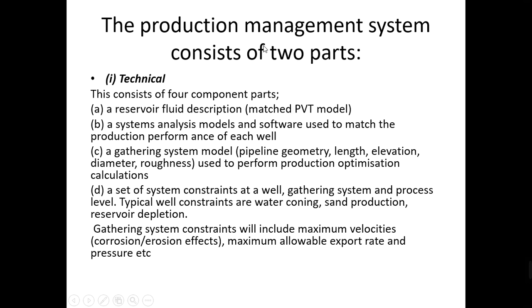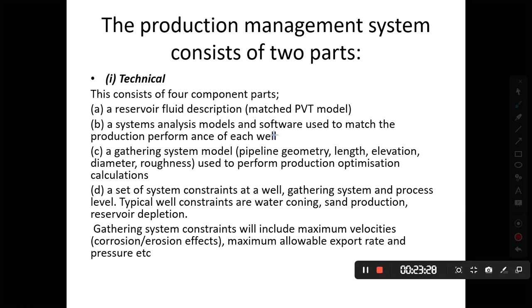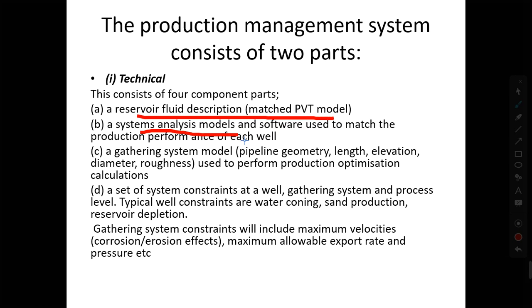When we talk about optimization, follow four things. First of all, the PVT model, the reservoir fluid composition. Then you have to do the system analysis, which in our case we are going to do using the IPM software, Prosper and GAP. You have to do the analysis, look at where pressure is dropping, and design the gathering properly using the GAP software to perform the calculation. And follow what the limitations are at the gathering process level, such as what problems can happen: water coning, sand production, depletion.